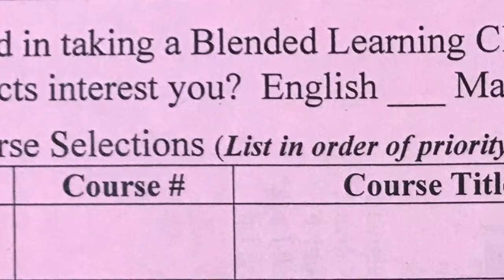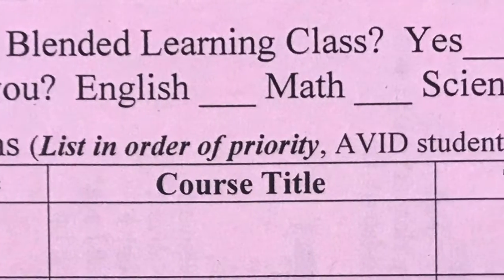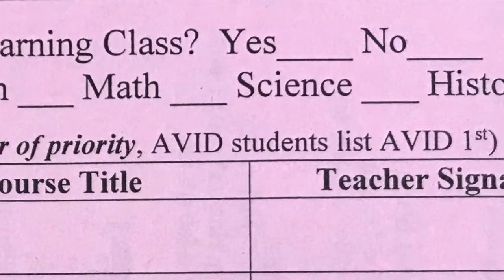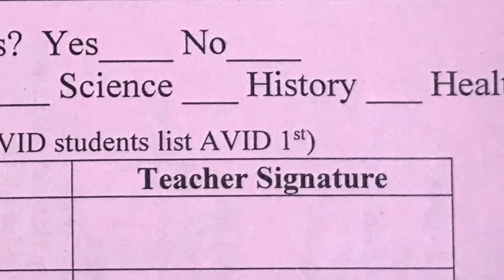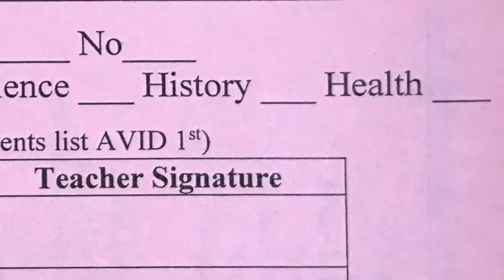If you did check yes, right below that it says what blended subjects interest you, so go ahead and put English, math, science, history, or there's even the option to get health out of the way, as that is a graduation requirement, and maybe we stumbled freshman year in health, or we weren't able to get that out of the way freshman year. So that's definitely an option that you can do through blended as well.